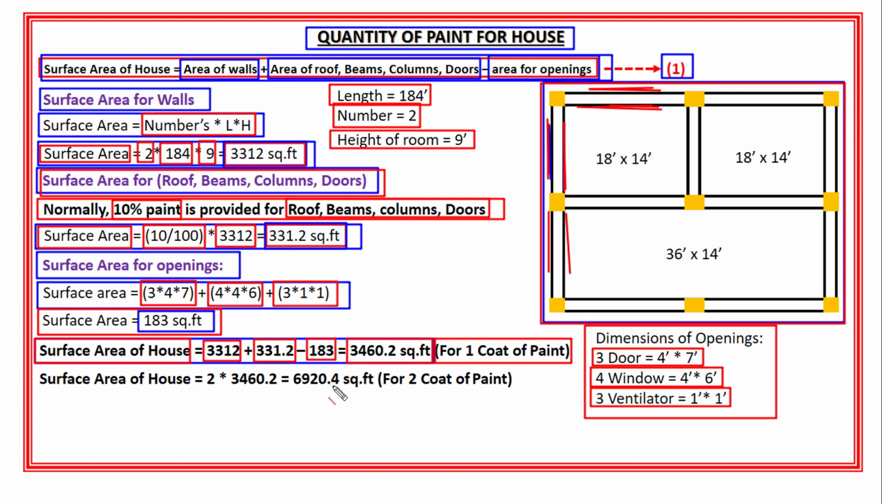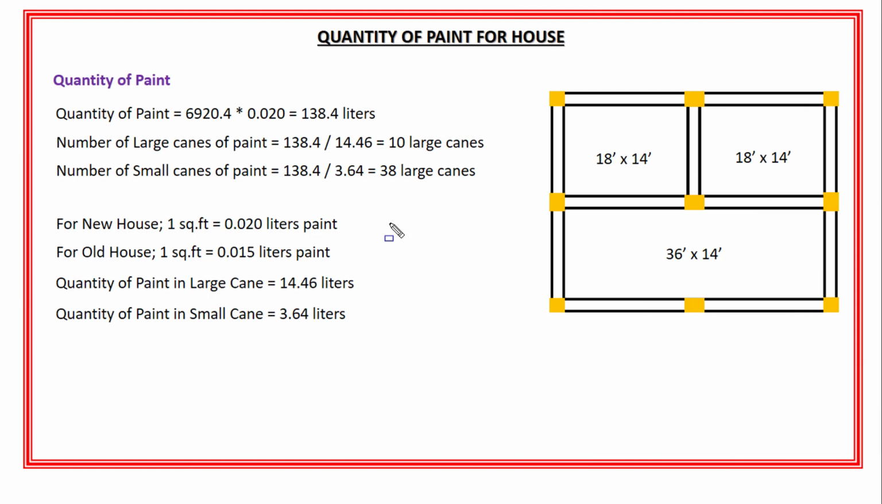Okay? So the total surface area for 2 coats of paint or whitewash is equal to 2 multiplied by 3460.2 and it will become 6920.4 square feet. So this is the total surface area of this house after the deduction of openings. Now let's find out the amount or quantity of paint for this house.